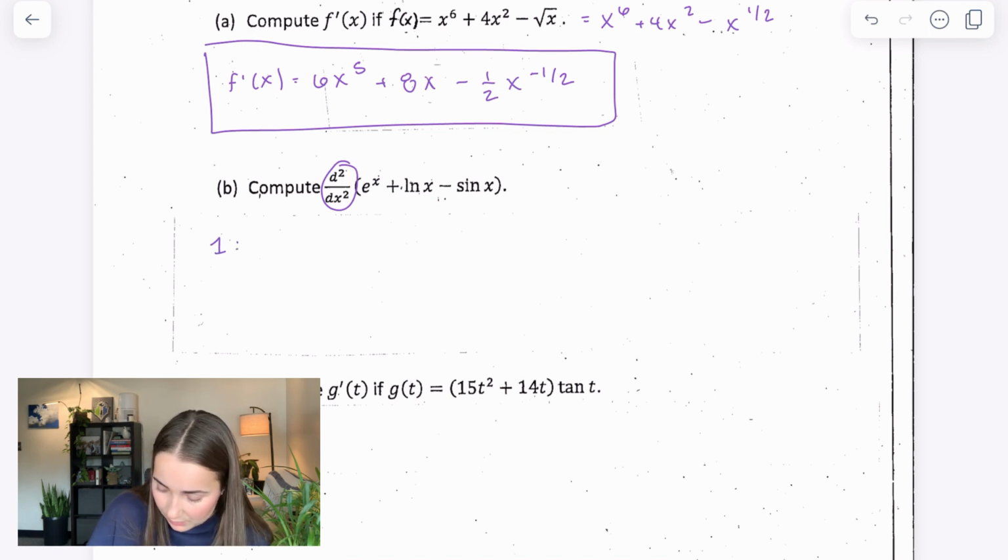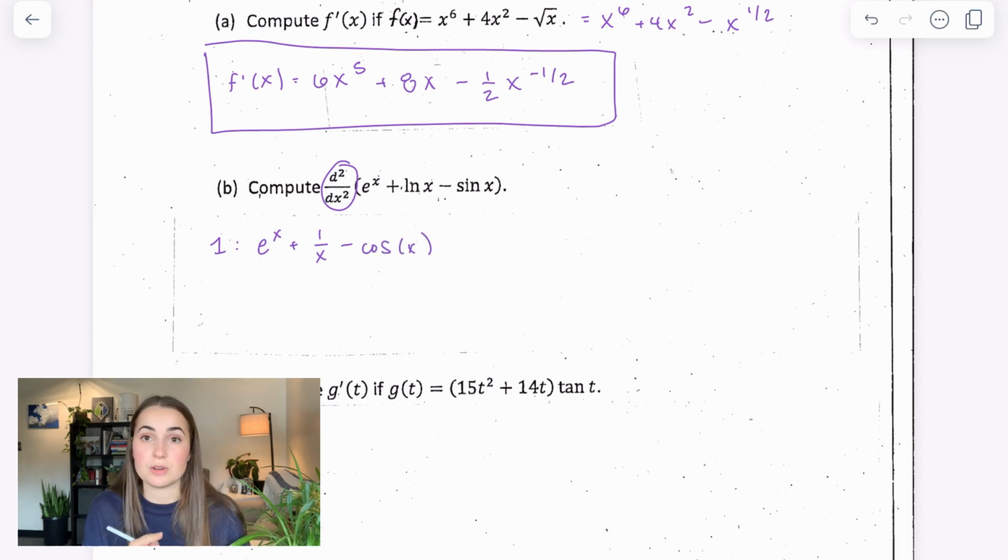We have the derivative of e to the x is just e to the x, plus the derivative of the natural log of x is 1 over x, minus, and the derivative of sine is equal to cosine of x. So here we have the first derivative, but we can't stop here. Let's go ahead and find the second derivative.